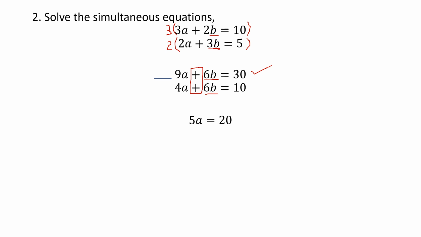Then solving for a, we are now dividing both sides by 5, and we find out that a is equal to 4. Now having the value of a, we can use this value to find the corresponding value of b by substituting 4 for a into any of the original equations. Right, so let's substitute this into the second equation. The second equation is 2a. We are now writing 4 instead of a. So it's now 2 by 4 plus 3b, which is equal to 5.